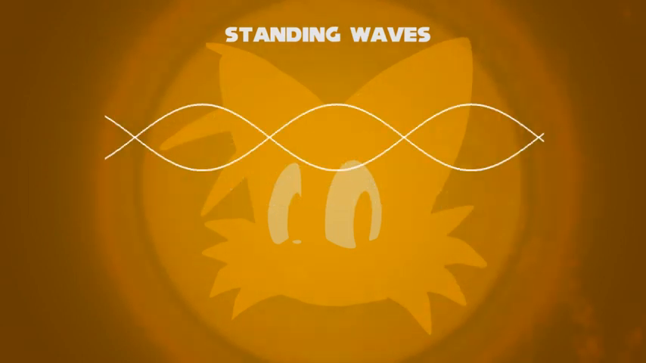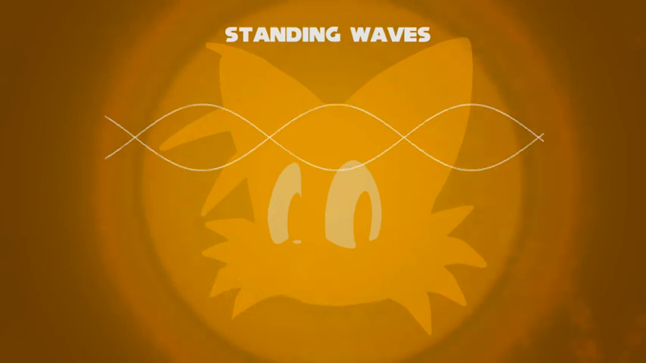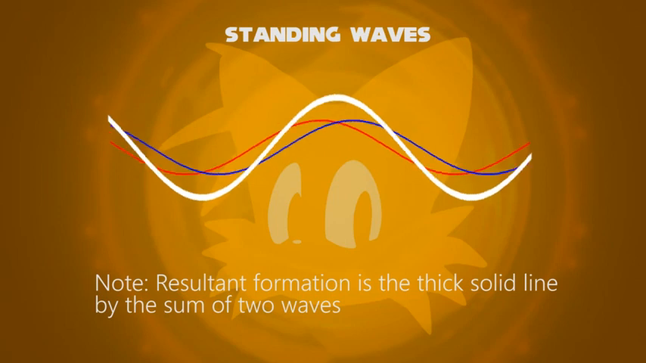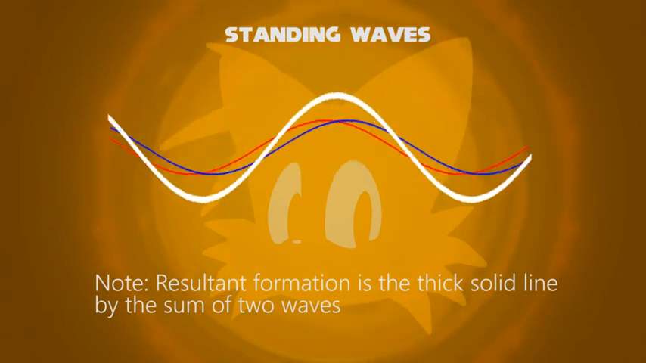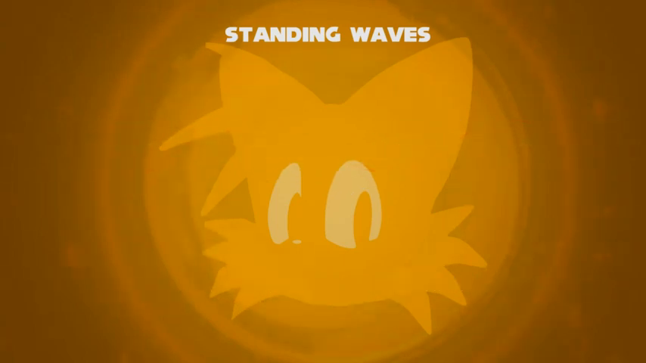One is called a node, and the other called an antinode. A node is when its amplitude is 0, and an antinode is when its amplitude is maximum. You can see two waves in different colors to help you identify the direction. And the resultant wave is given with a thick solid line, meaning the sum of two waves.